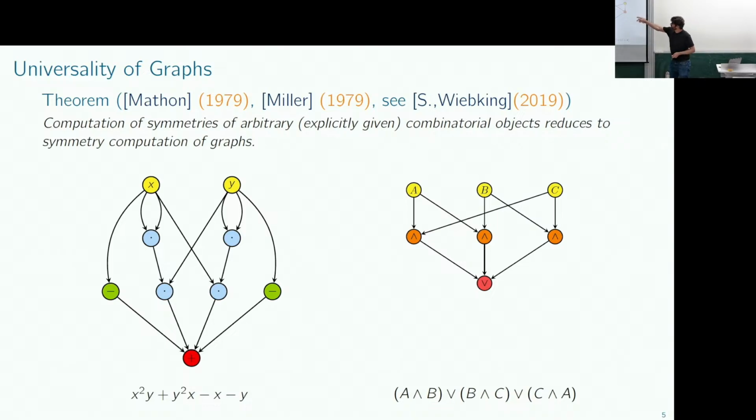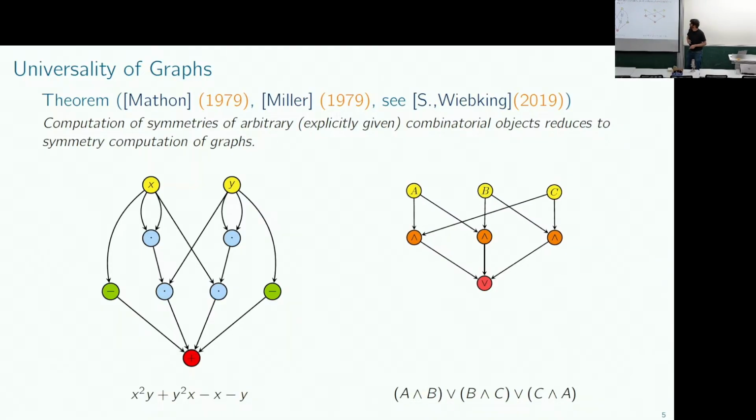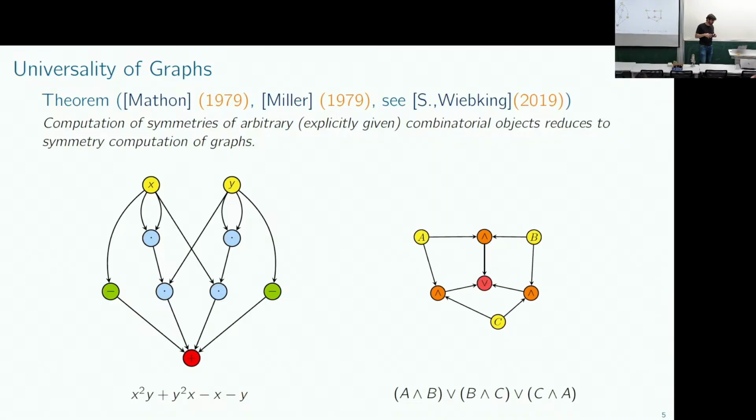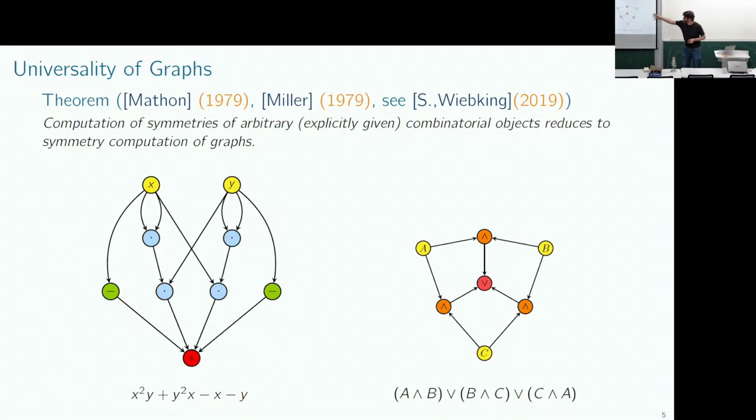Or this logical formula that I had before, a and b, or b and c, or c and a, it's symmetric in a, b, and c. The only reason we can't see it here is because I haven't drawn it the right way. If I draw it in a more symmetric fashion, then suddenly you see it's obviously symmetric in a, b, and c. And the theorem basically says you can do that with any kind of object you like.